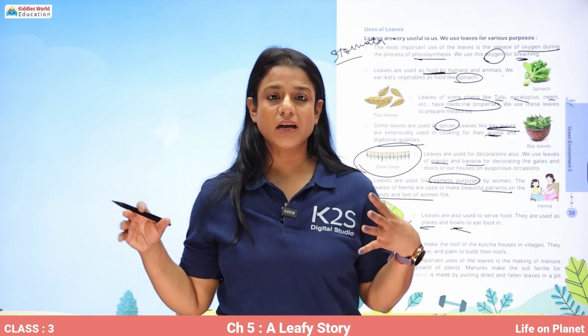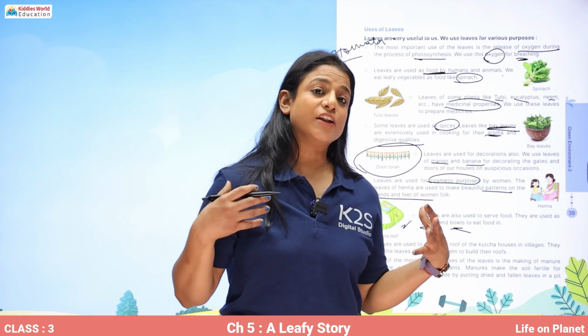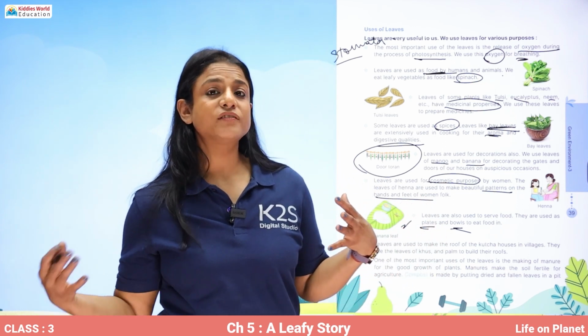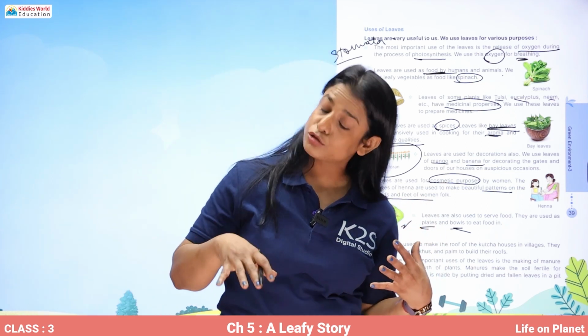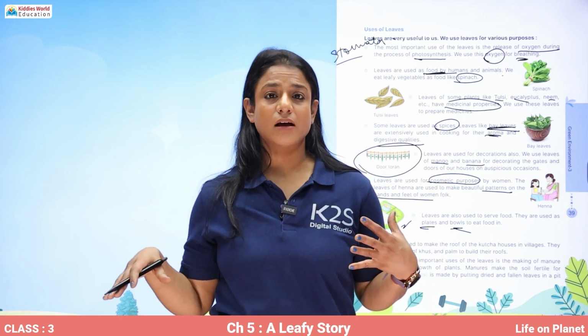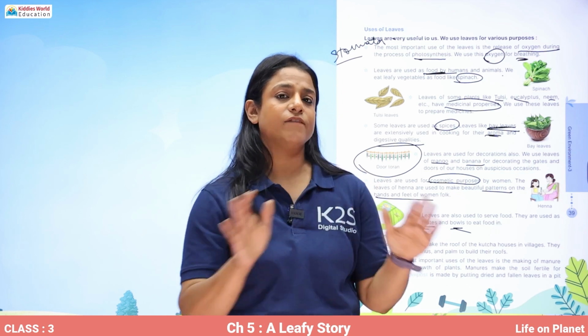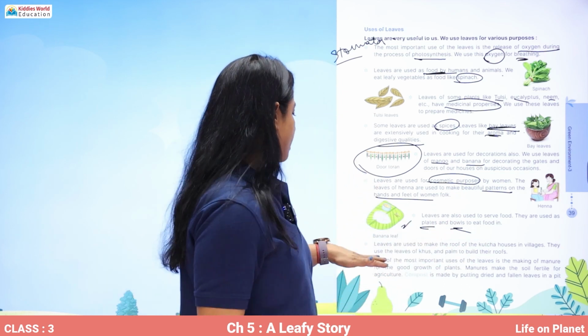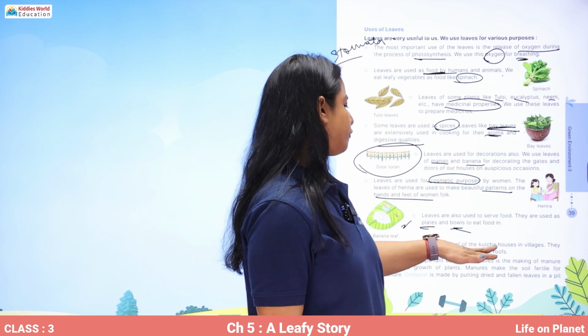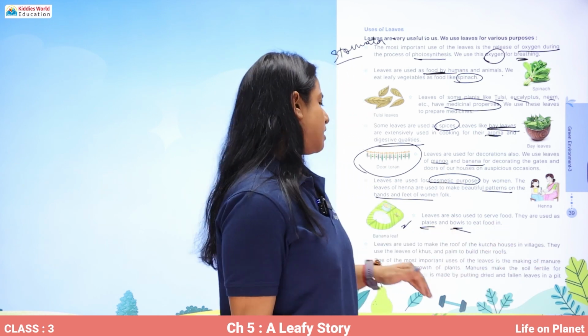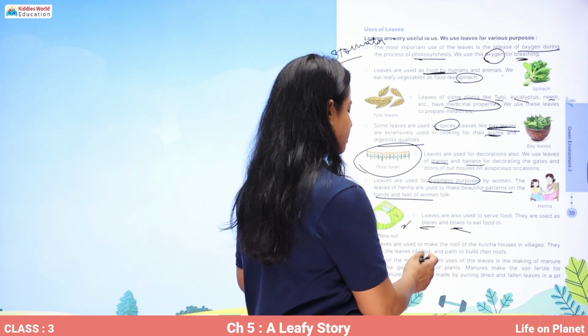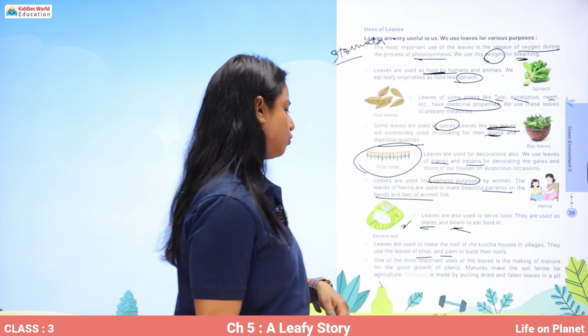Then the big leaves are used to make roofs in kacha houses. It also serves as a thatched roof, and it keeps the houses very cool. Leaves are used to make the roof of kacha houses in villages. They use the leaves of khas and palm to build their roofs.